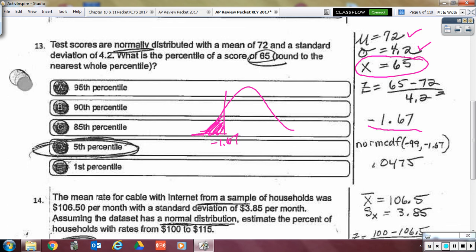So how can I find this area below? I'm going to norm CDF from negative 99 to negative 1.67. And it gives me 0.0475, which it asks me to round to the nearest whole percent. And this would round to 5th percentile, 5%.